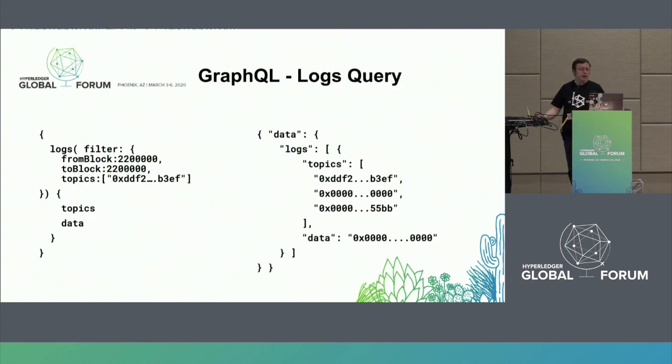Here's an example of how a GraphQL query looks. In this case, we're just querying one log because I don't want to use tiny font on the slide. So we do a logs call. We want to go from block 2.2 million to 2.2 million with these specific topics. And this specific topic happens to be the ERC20 transfer topic name.